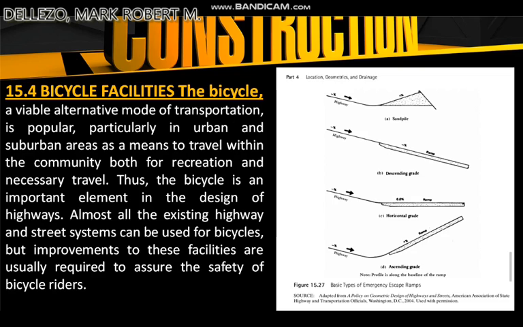So next, the fourth part of this topic, the bicycle facility. The bicycle is a viable alternative mode of transportation. So the bicycle is one of the alternative modes of travel.